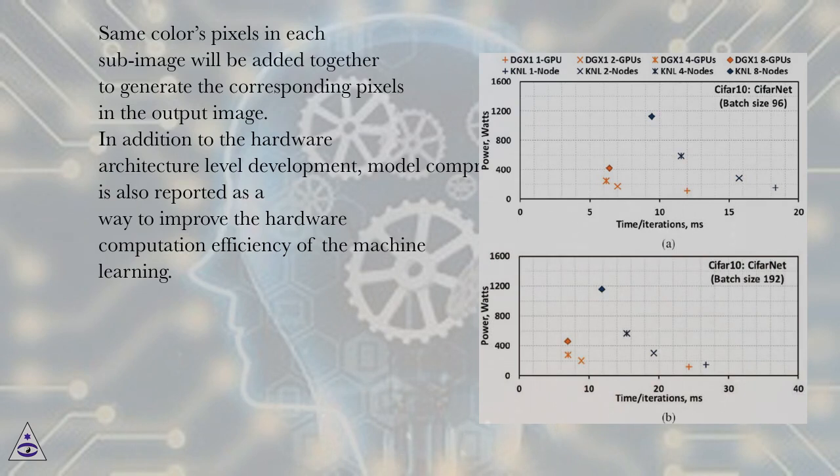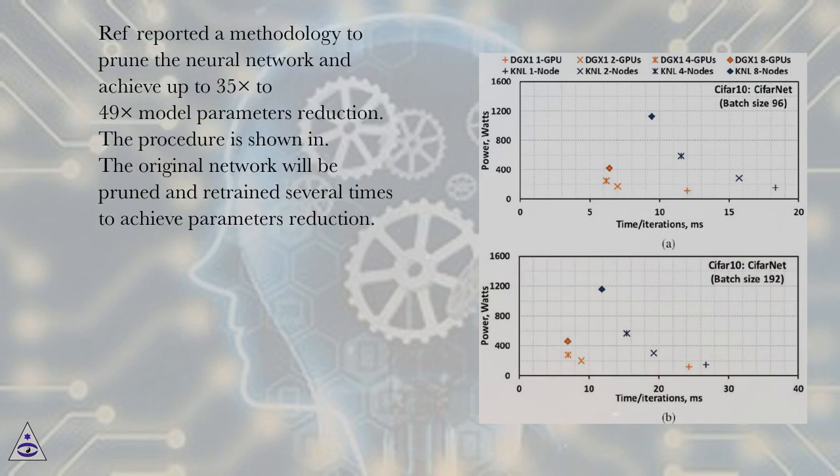In addition to the hardware architecture level development, model compression is also reported as a way to improve the hardware computation efficiency of machine learning. A previous work reported a methodology to prune the neural network and achieve up to 35 times to 49 times model parameters reduction. The procedure is shown in the figure.